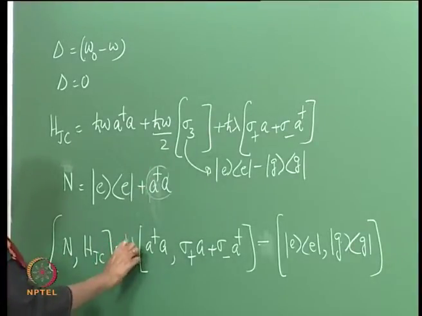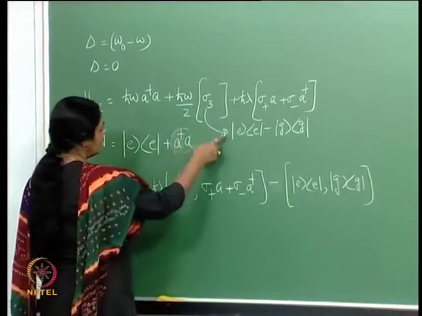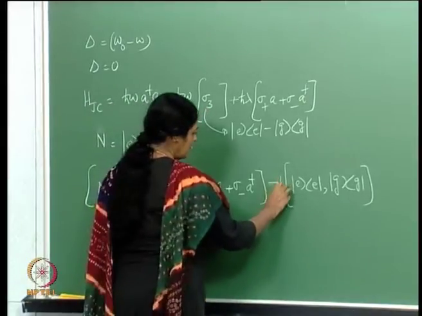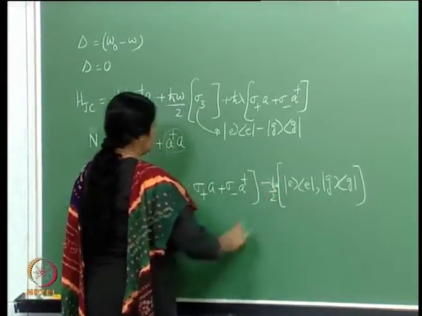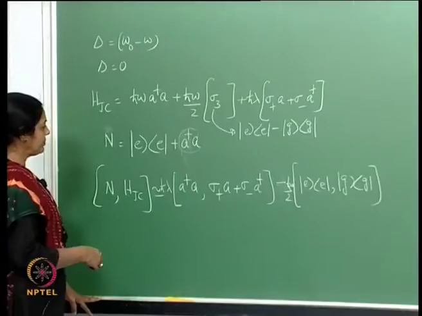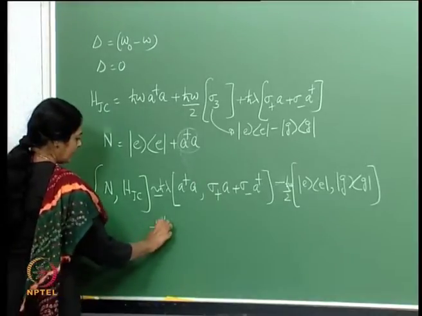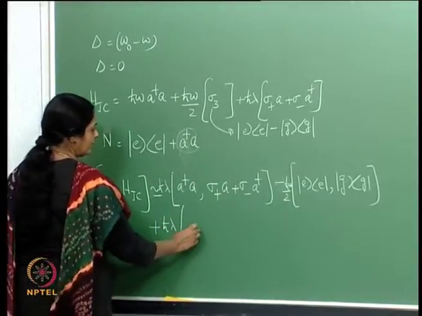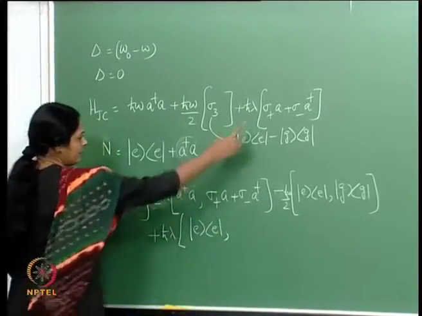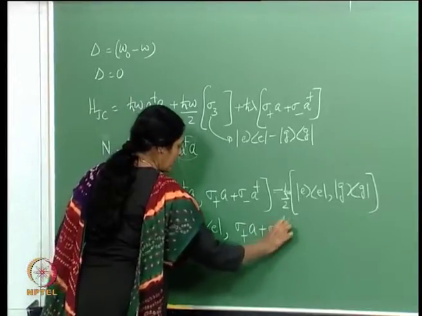This comes with an h cross lambda. This comes with an h cross omega by 2. And then of course there is the commutator of N with this object, sigma plus a plus sigma minus a dagger.